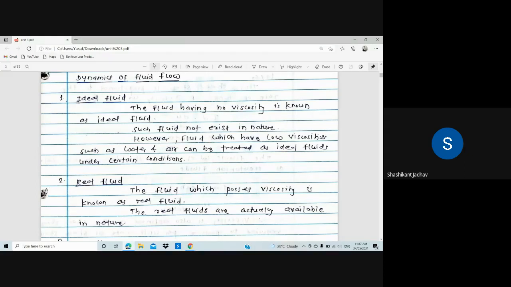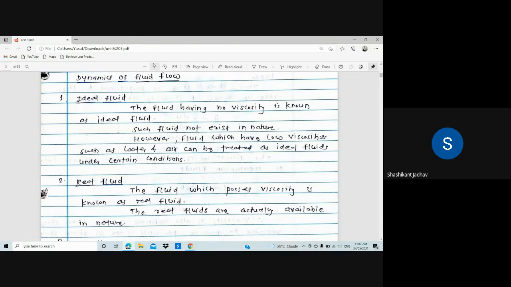Such fluid does not exist in nature. Okay, full stop. Next line.